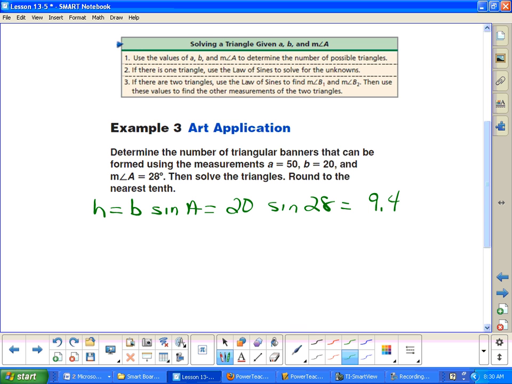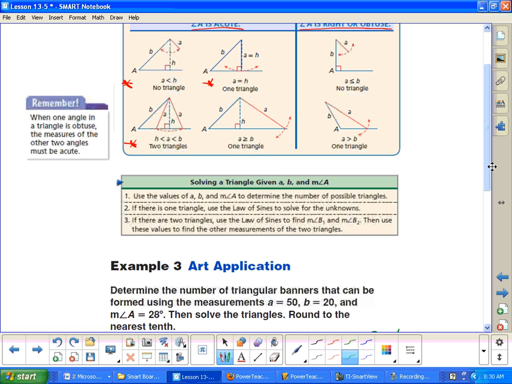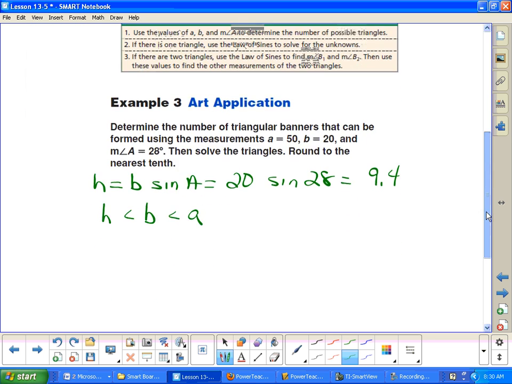When we're comparing them as far as sizes, h is the smallest, h is less than b, which is the next size, and then A is the largest. So we're going to go up here and look at this chart. The first one, A is less than h. Nope, that's not true. Second one, A is equal to h. Nope. Third one, for two triangles, A is between h and b. No, that's not the case either. But A is greater than or equal to b, so there's one triangle that can be drawn here.